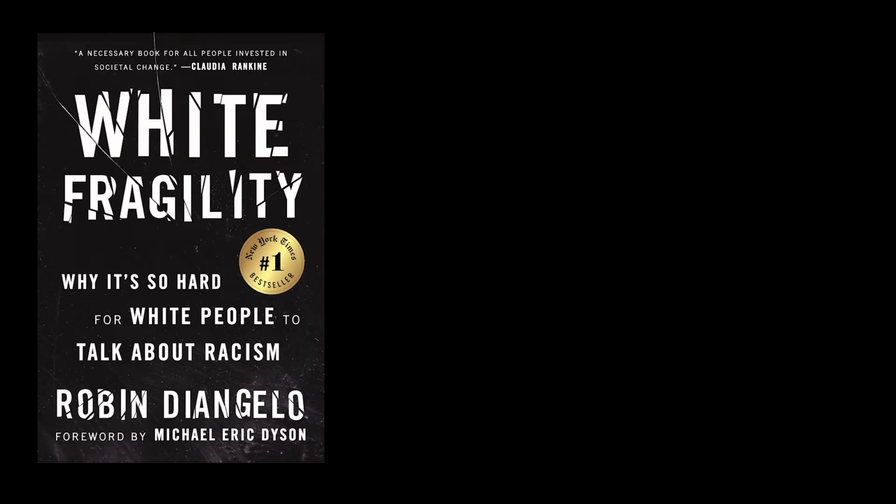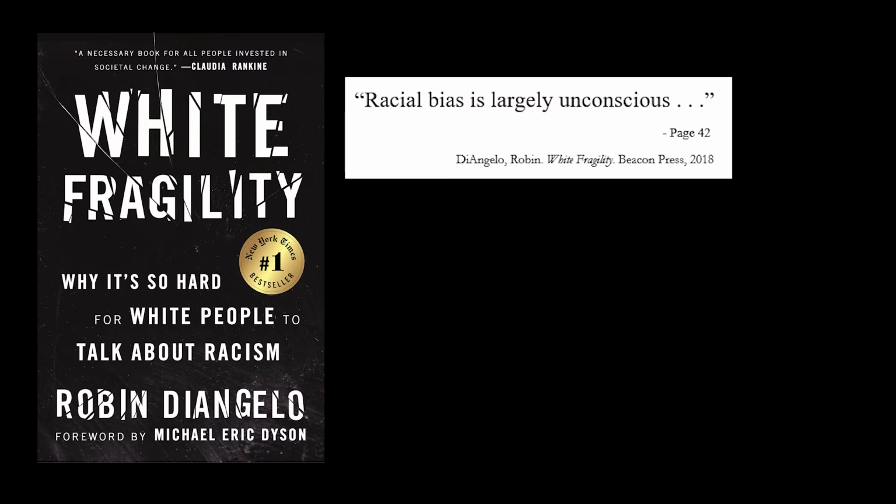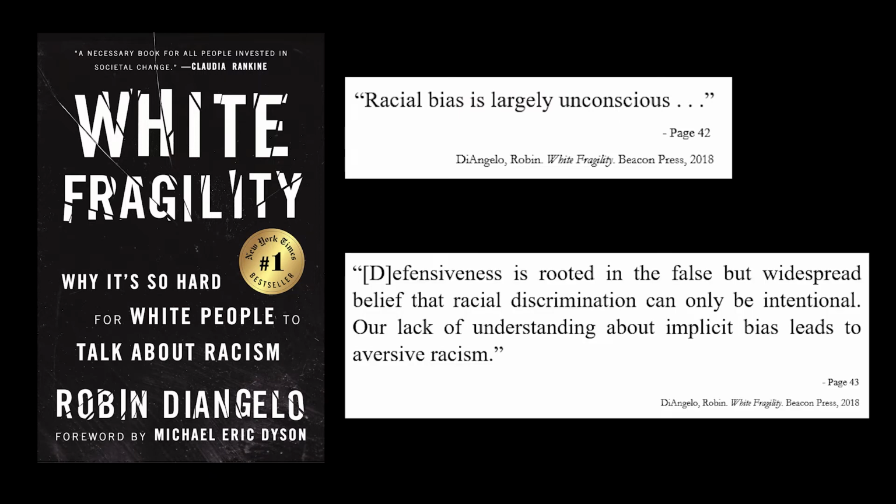And it's exactly this same line of reasoning that is echoed in the writings of Robin DiAngelo, when she says that racial bias is largely unconscious, and that our defensiveness is rooted in the false but widespread belief that racial discrimination can only be intentional. Our lack of understanding about implicit bias leads to aversive racism. What DiAngelo is saying is that white people's defensiveness, what she terms white fragility, is rooted in a naive understanding of racism, which, according to her, can be both explicit and implicit, conscious and unconscious.